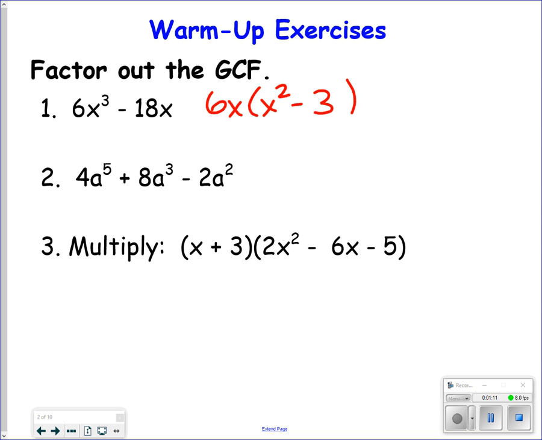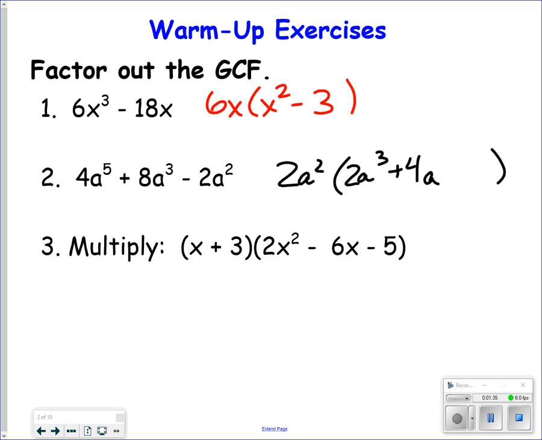The next one, there's 3 terms instead of just 2. All of them are divisible by 2, and I can take away a squared from each one. Again, dividing by the number and taking away the letter. So I divide by 2 and take away 2 a's. Next one, I divide by 2 and take away 2 a's.